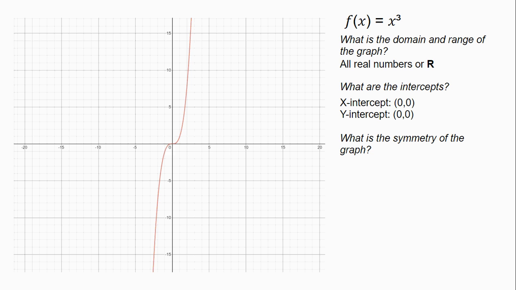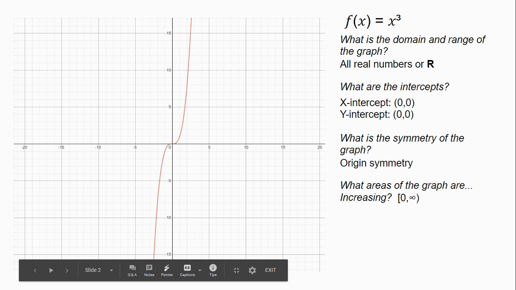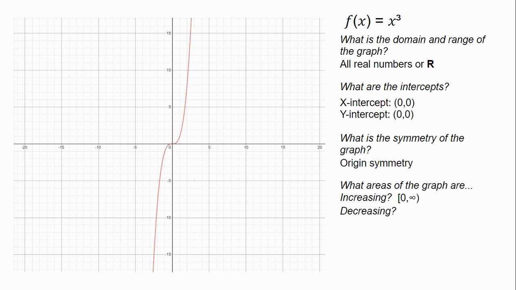What was the y-axis? Oh, okay, yeah. What areas of the graph are increasing? It's increasing from negative infinity to 0. Decreasing, yeah. Infinity to 0. Well, 0 to, yeah.